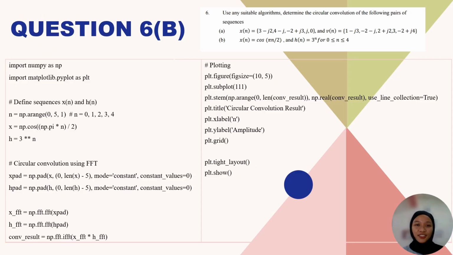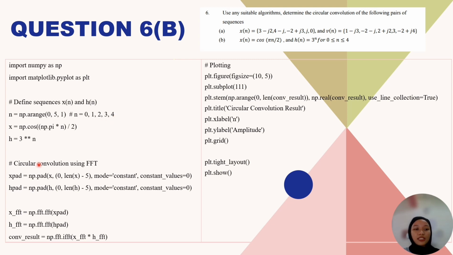For the Python coding of question 6b, first thing first, we have to import the library, numpy as np and matplotlib pyplot as plt, and then define the sequence of xn and hn here. And then n equal to np arange 0, 5, 1, which means the signal will start with 0, and the length of the signal is 5, and the increment of the signal is 1. And then in this Python coding, we will only use one method, which is the IDFT and FFT method.